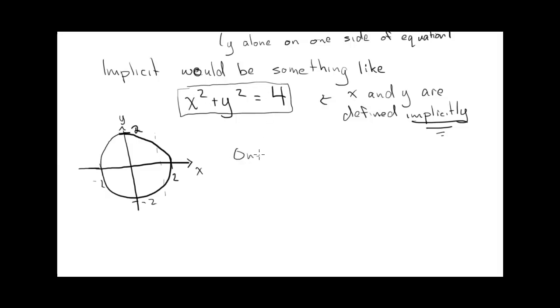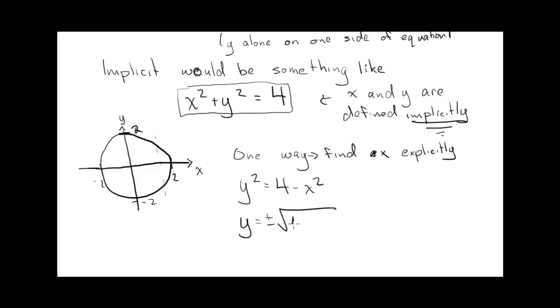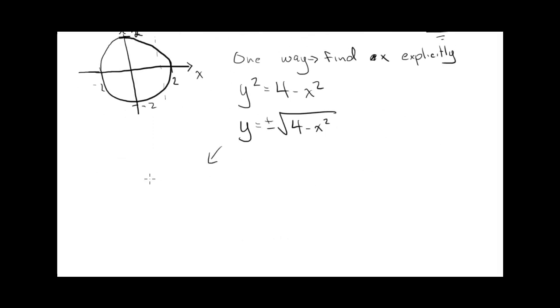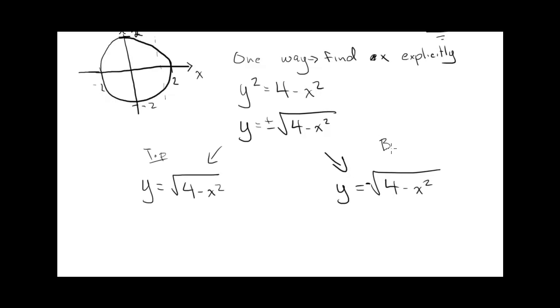That's a terrible circle. So how do we find the derivative of something like this? Well, one way is to find y explicitly. So just rearrange: y squared equals 4 minus x squared, and then y would equal plus or minus the square root of 4 minus x squared. So there's two pieces here. The positive piece, and over here the negative piece. So this is the top half of the circle, and this is the bottom half of the circle right here.